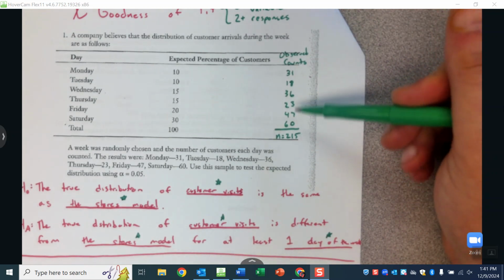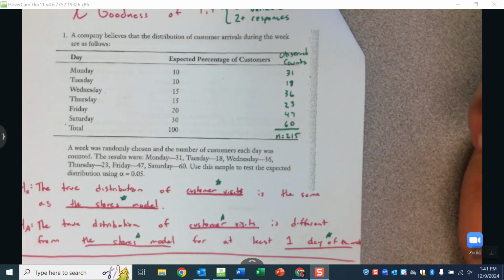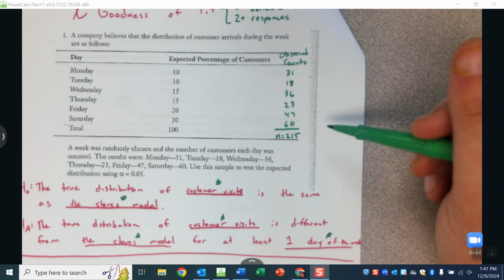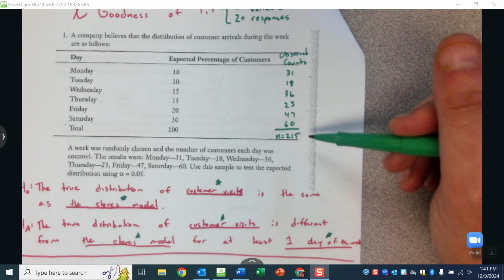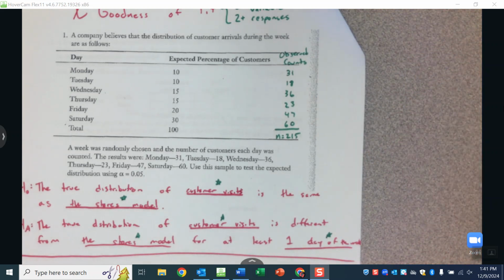So these are my expected counts for Monday through Saturday. If you add all these things up, that's 215 people. That would be my sample size. All right, those are my observed counts.